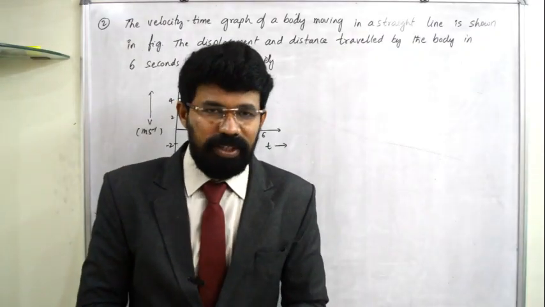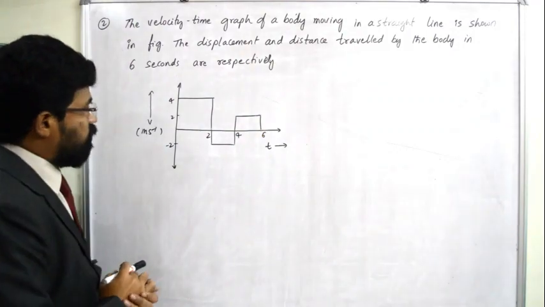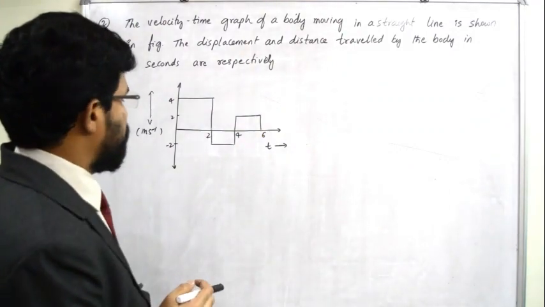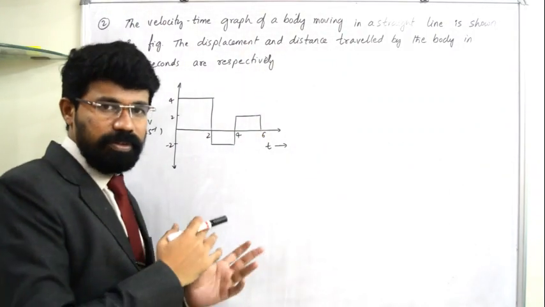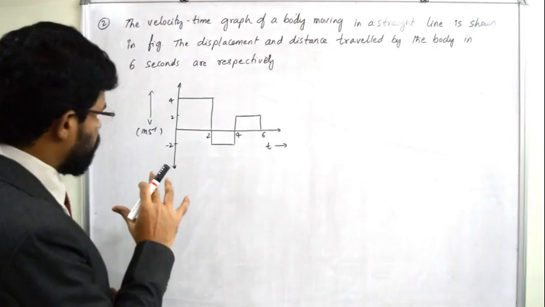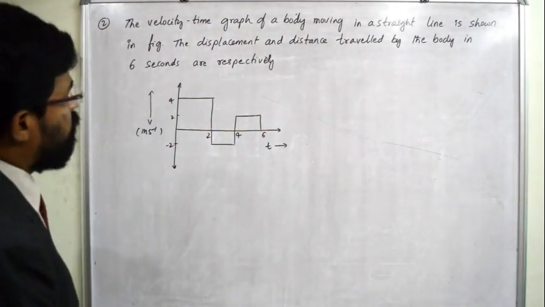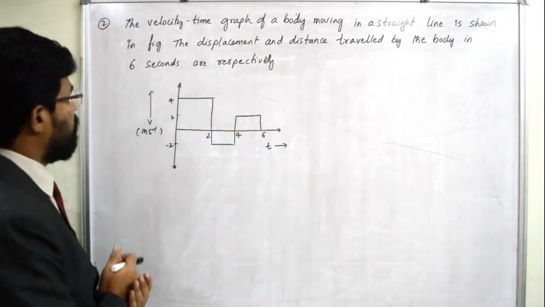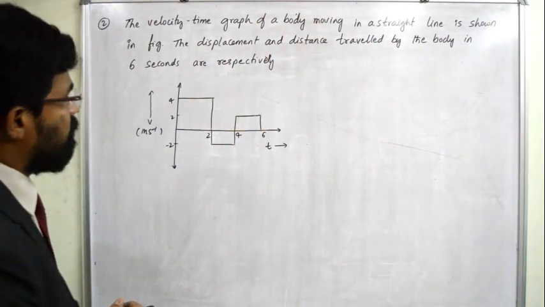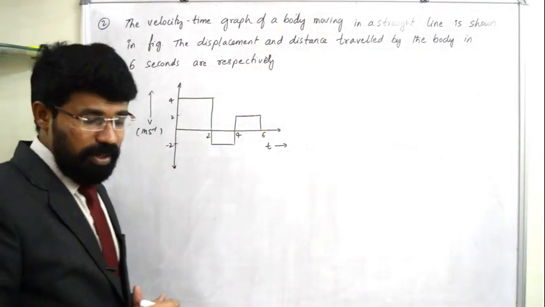Okay, now let us discuss this question. This is a very basic question. So far in the previous sessions I did not quote such kind of questions, so to give you an idea I have picked up this question. This is a very simple question. Let me read this. The velocity time graph of a body moving in a straight line is shown in the figure. The displacement and the distance travelled by the body in 6 seconds are respectively. This is the graph given.